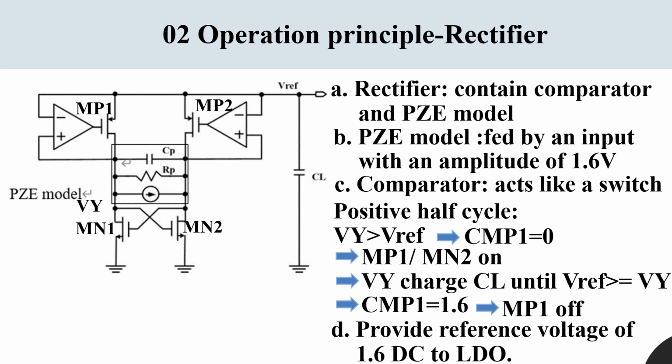Conversely, the negative half cycle is opposite to the positive half cycle. Hence, the rectifier would provide a reference voltage of 1.6 DC volts to the LDO.